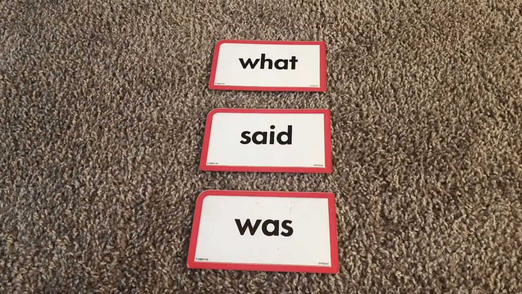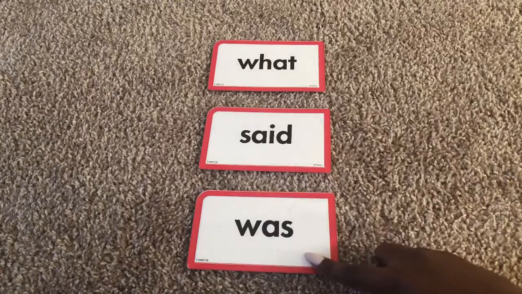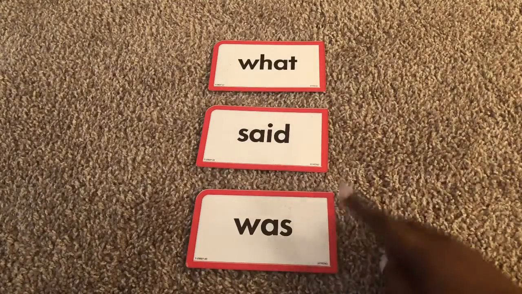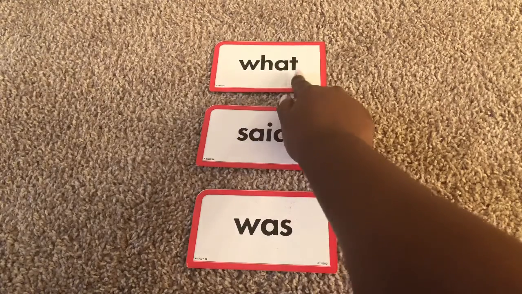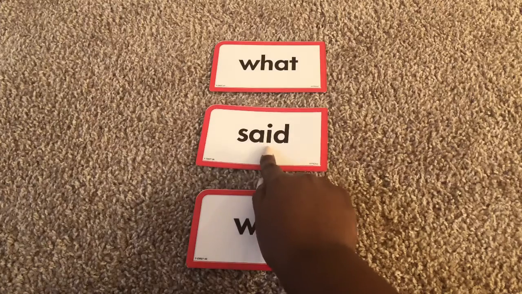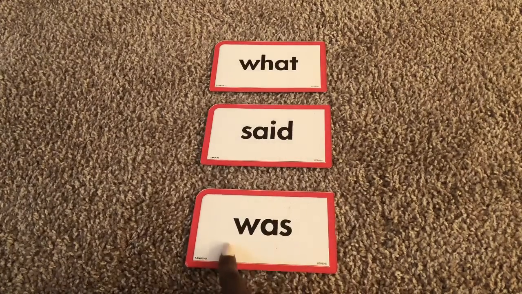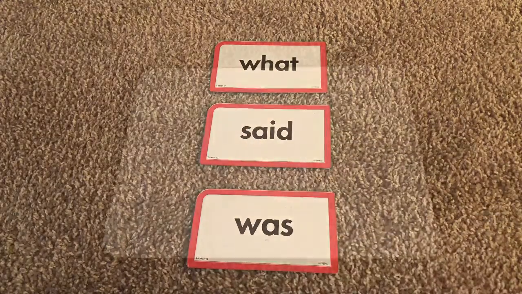All right, guys, our sight words are still the same this week, so we're going to review those really quickly. They're still the same 3 words that we had from last week. So we have what, said, was. What, said, was. W-H-A-T, what. S-A-I-D, said. W-A-S, was. What, said, was.